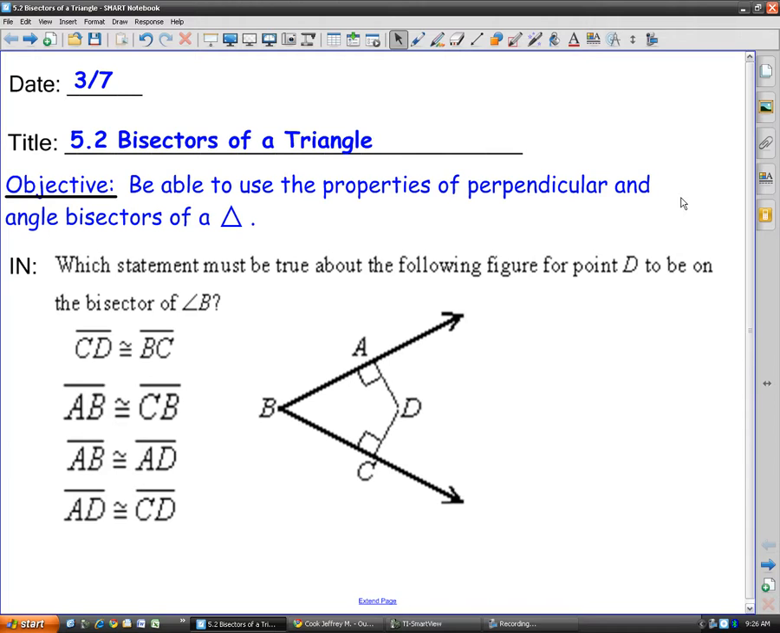Our objective is to be able to use the properties of perpendicular and angle bisectors of a triangle in this section. So we're going to start with just a little review from the last section. And in the last section, we were dealing with something that looked like this.